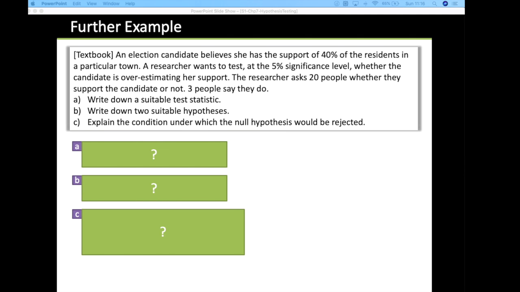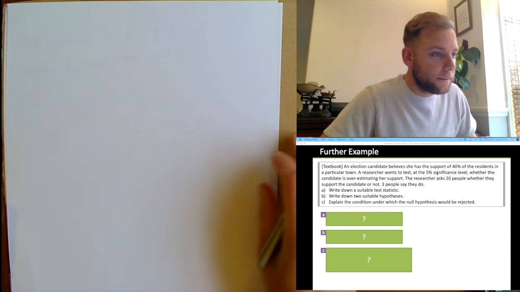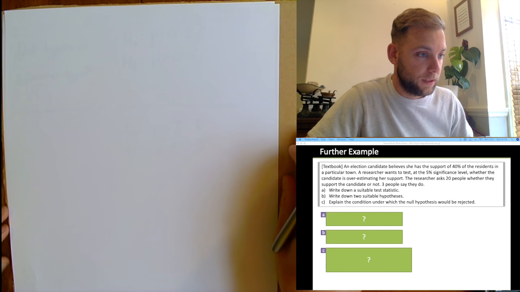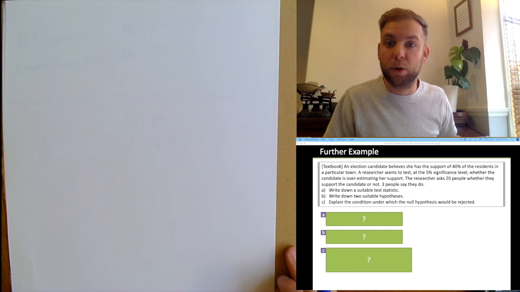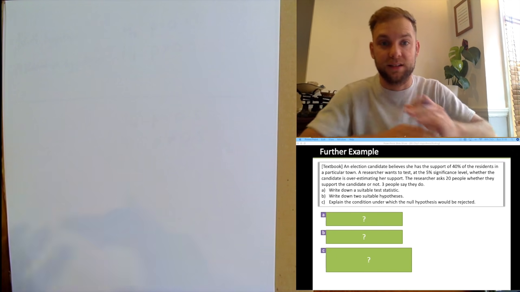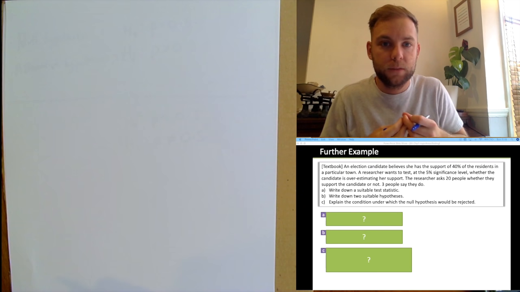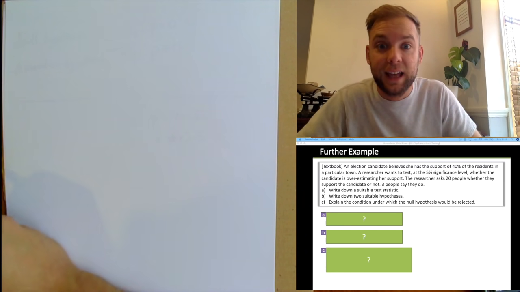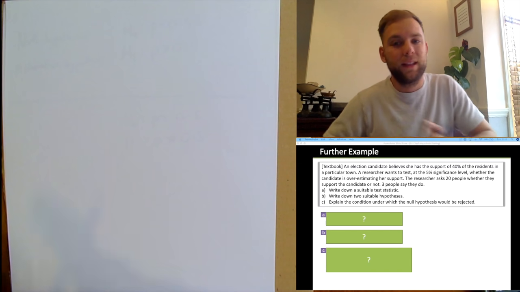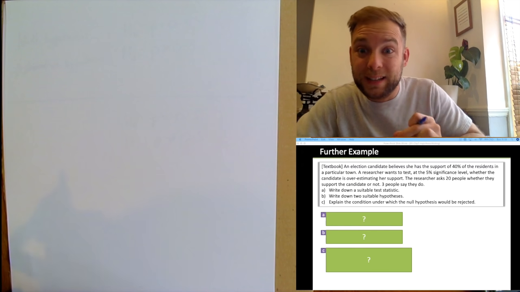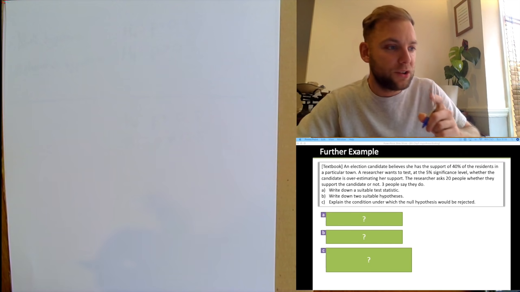Okay, so let's have a look at this one here then. So she's asked 3 people, okay, so they've done a test, they've got a population parameter. She reckons that 40% of people support her candidacy in her local town. Now, somebody said, right, I don't believe you. I don't think that's true. So I'm going to do a test to see whether that's true or not. So in this case, write down a suitable test statistic.